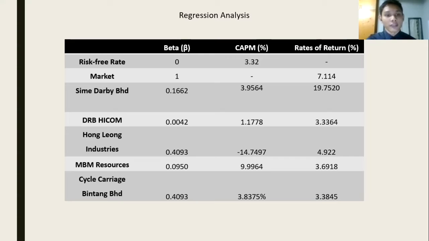Next is risk-free rate. The zero risk investment return rate is a risk-free rate. It means investor interest is anticipated for a certain return from a risk-free investment. Based on risk premium data, the Malaysia risk-free rate is 3.2%. The risk premium must be established since it is the formulation of CAPM. Darby Berhad, MBM Resource, and Cycle Carriage Bintang Berhad are high relative to the base return with 3.9564%, 9.9964%, and 3.8375% respectively.